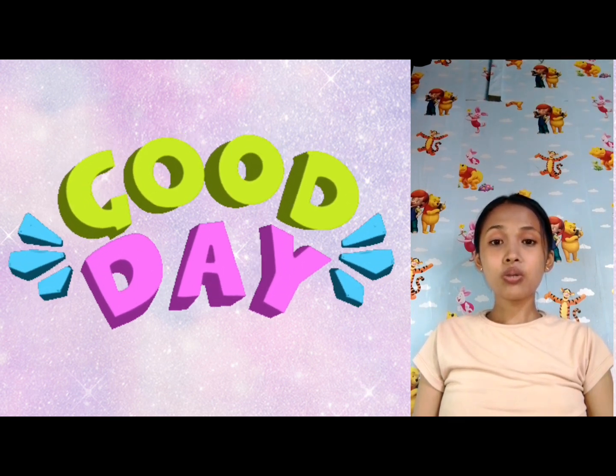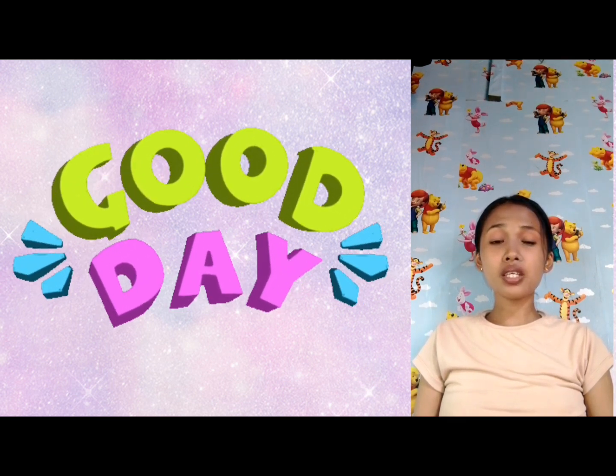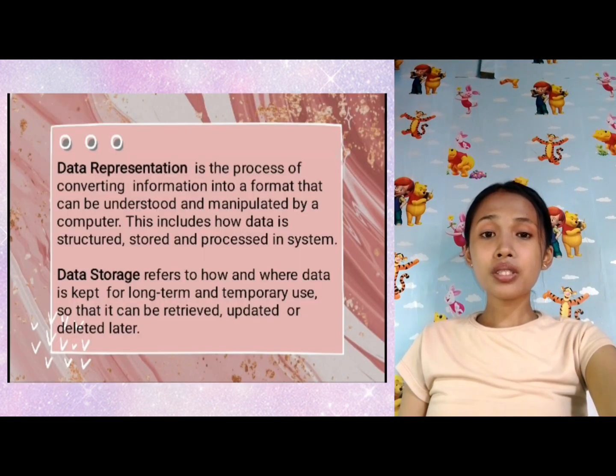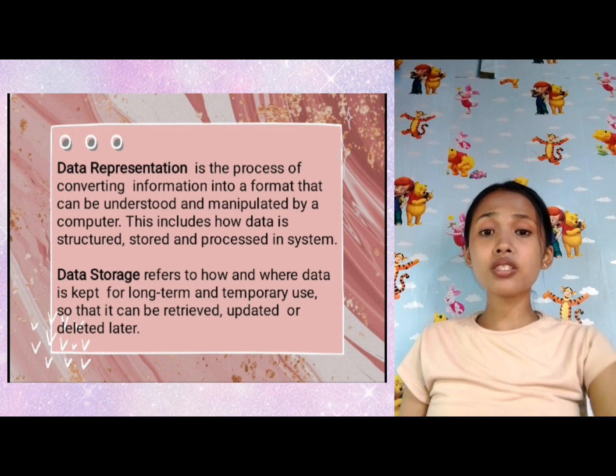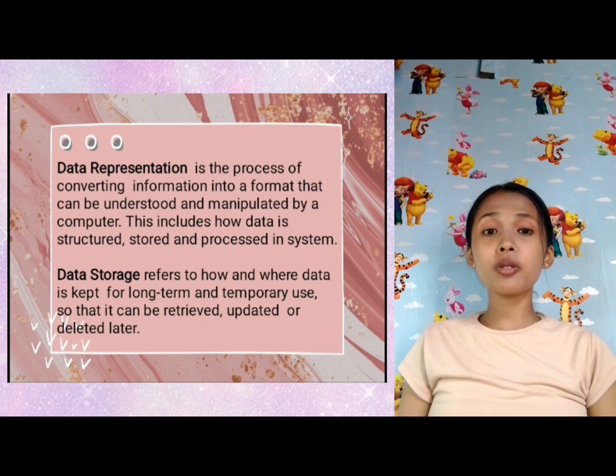At this point, we will explore data representation and storage. Data representation and storage is the process of converting information into a format that can be understood and manipulated by a computer. This includes how data is structured, stored, and processed in the system, while data storage refers to how and where data is kept for long-term or temporary use so that it can be retrieved, updated, and deleted later.